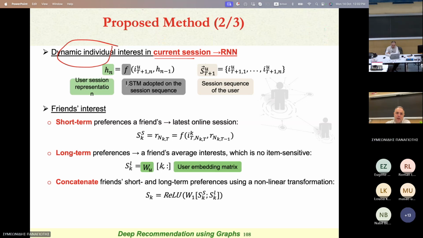Okay, an LSTM is also adopted. We have the short-term preferences, the long-term preferences, and we concatenate them by using this concatenation operation here. And here again, we have the weighted matrix, and we have the activation function as ReLU. Okay, here is the concatenation of the S and L. The S is the short, the L is the long preferences.